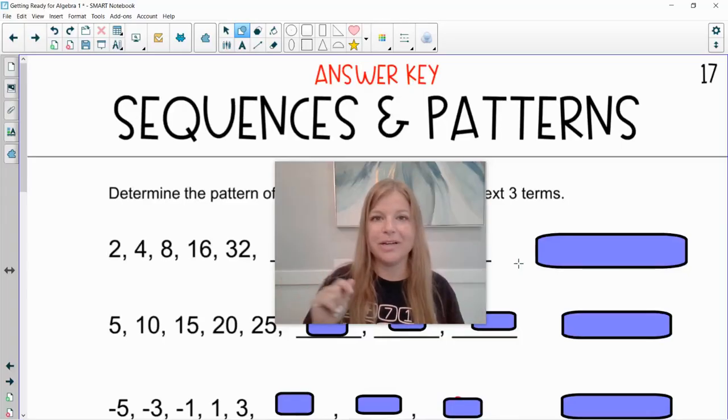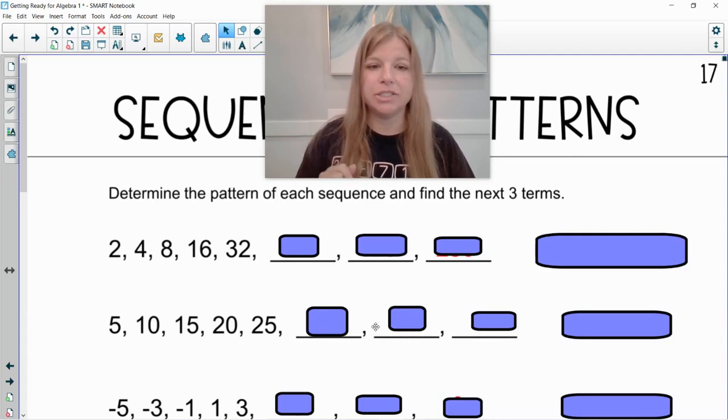Hey guys, we are looking at sequences and patterns, and these are going to be pretty easy sequences and patterns that we're going to be looking at. Maybe they're adding by the same amount each time, maybe they're subtracting by the same amount each time. Those are called arithmetic sequences, or maybe they're geometric sequences where they're multiplying by the same amount each time. Let's take a look. The directions say determine the pattern of each sequence and find the next three terms.